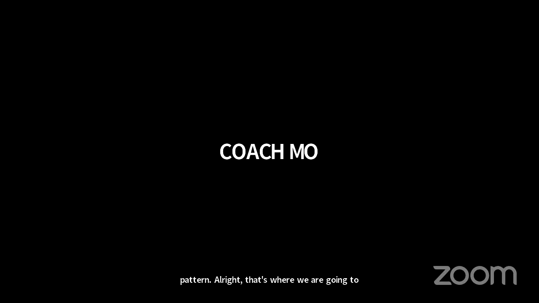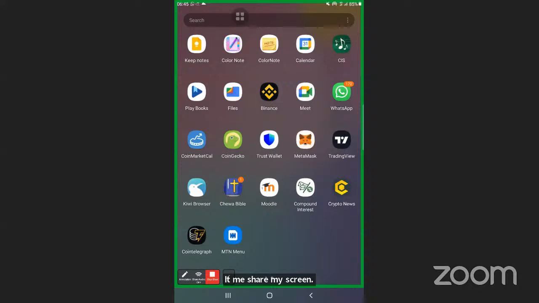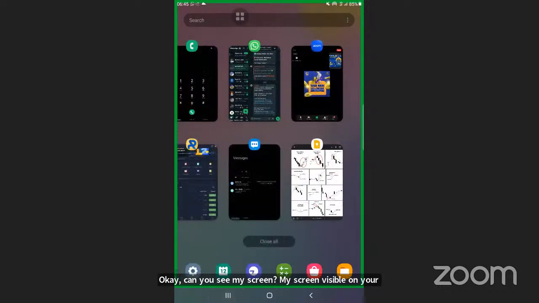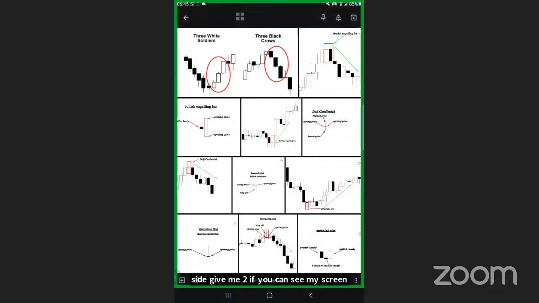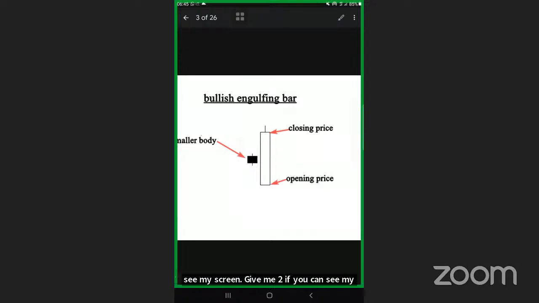All right, so let me share my screen. Okay, can you see my screen? Is my screen visible on your side? Give me a 2 if you can see my screen. If you are able to see my screen, kindly give me a 2. All right.